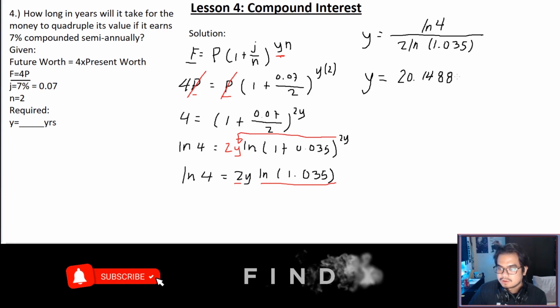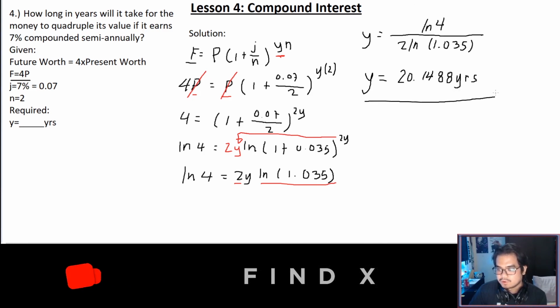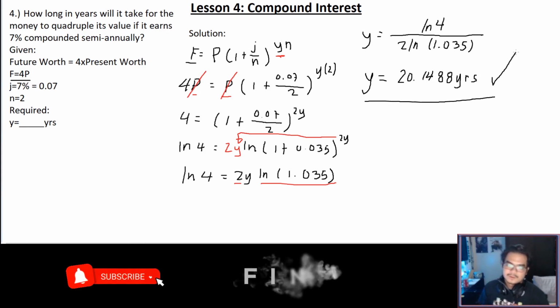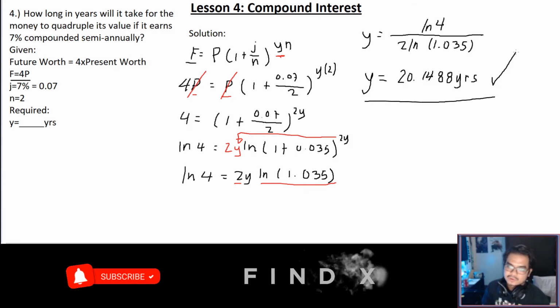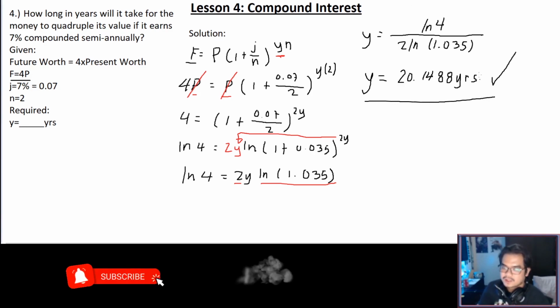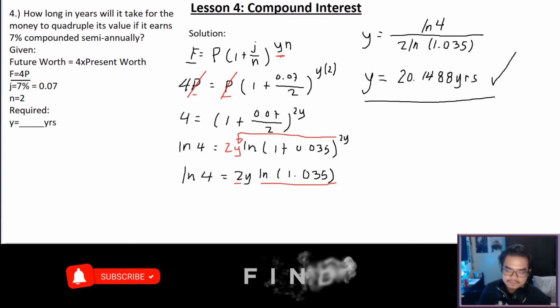20.1488 years. This question is actually a very common board exam question. That only means that the principal amount will quadruple its value after 20.1488 years.